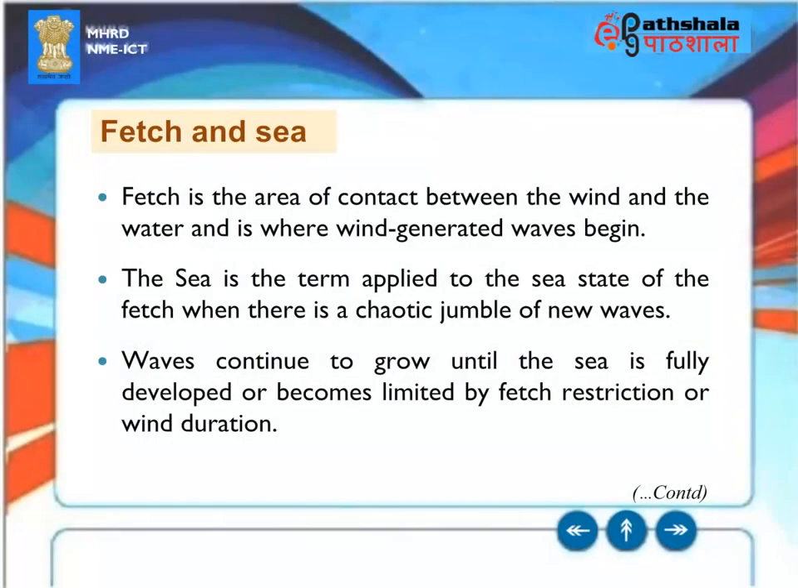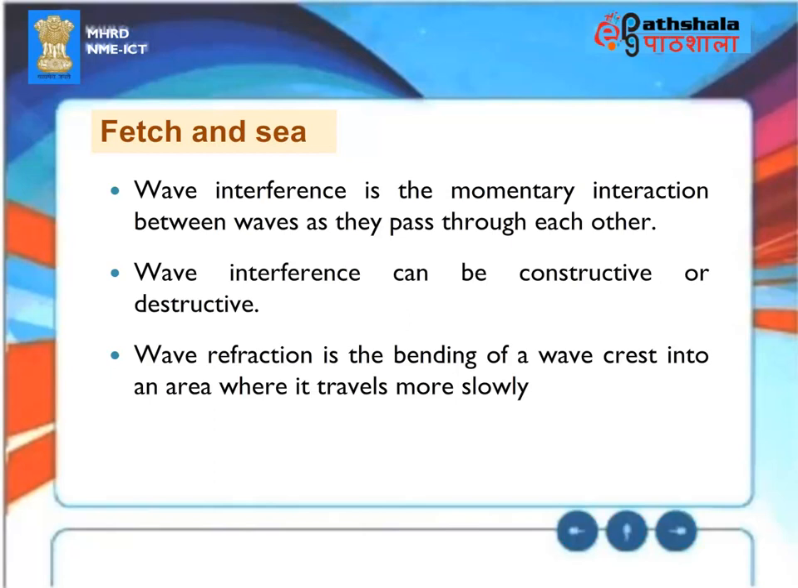Fetch and sea. Fetch is the area of contact between the wind and the water, and is where wind-generated waves begin. The sea is the term applied to the sea state of the fetch, when there is a chaotic jumble of new waves. Waves continue to grow until the sea is fully developed or becomes limited by fetch restriction or wind duration. Wave interference is the momentary interaction between waves as they pass through each other. Wave interference can be constructive or destructive. Wave refraction is the bending of a wave crest into an area where it travels more slowly.